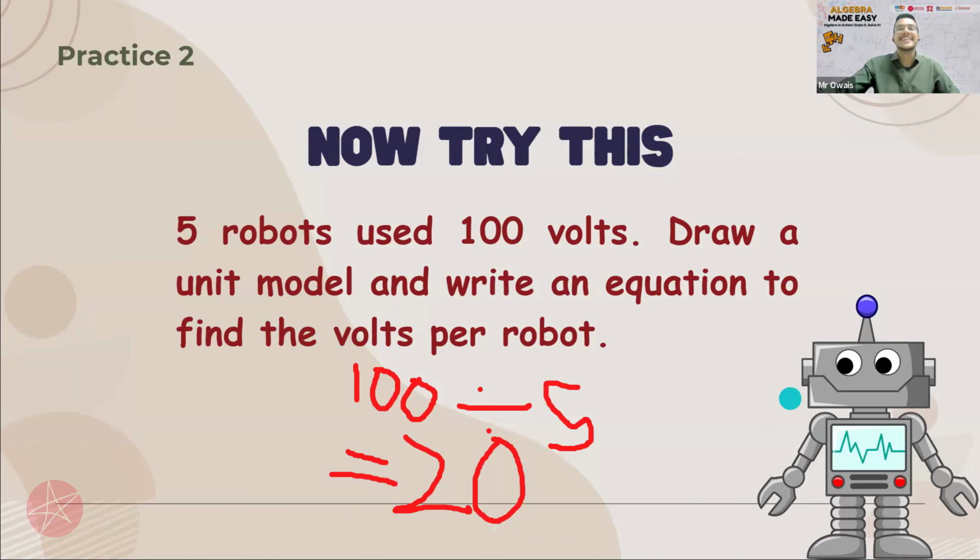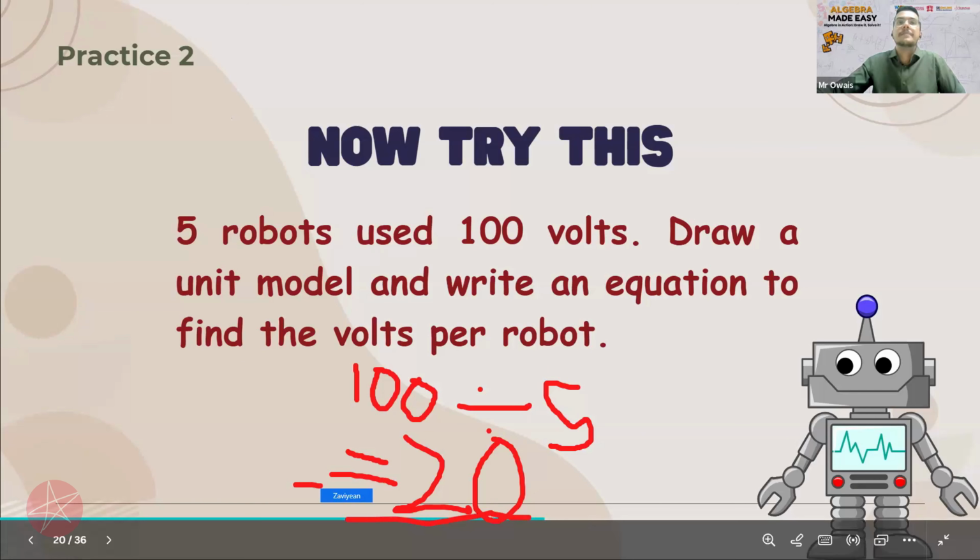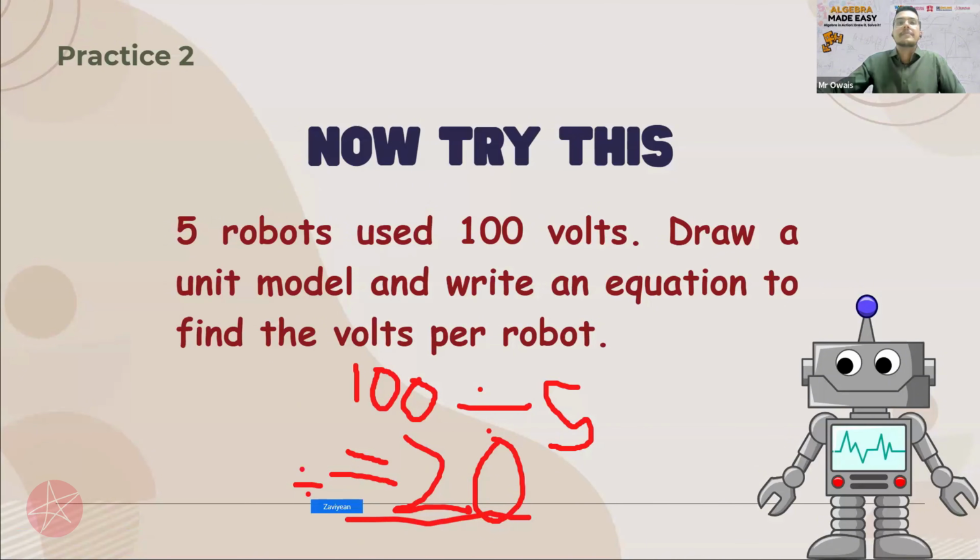The answer is actually correct, but I'm going to show you how to actually draw a unit model for this. So once again, let me copy down this question to my whiteboard and we're going to draw a unit model for that. The important thing is you always read the entire question. I know sometimes it's very tempting to just see the numbers and quickly do the division or the addition, but we have to be careful. We need to read the entire question. What exactly does the question want from us and so on.